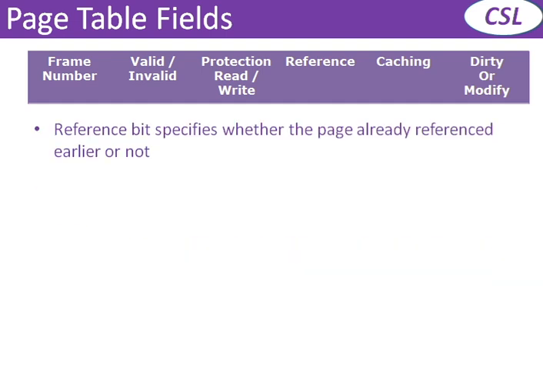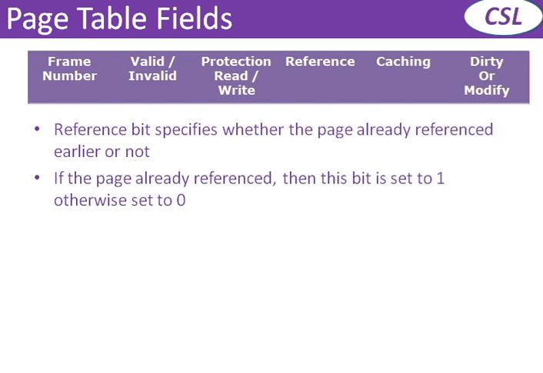So the next field is the reference field. The reference field indicates whether the page was already visited earlier, or whether the page is being visited for the first time. There are 2 choices. If it is visited the first time, it is not referenced. If already visited, it is already referenced. Based on that we can set the values in the reference field.